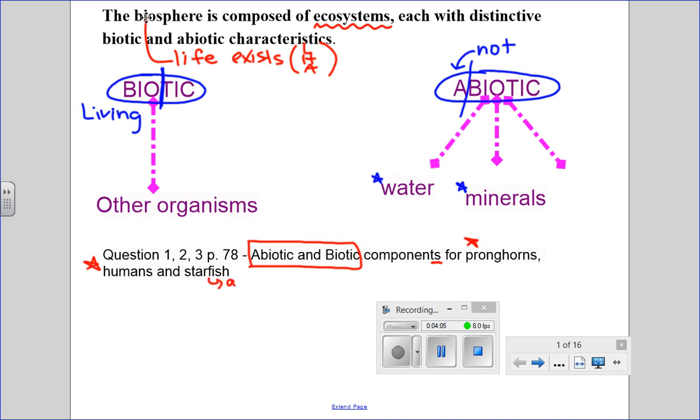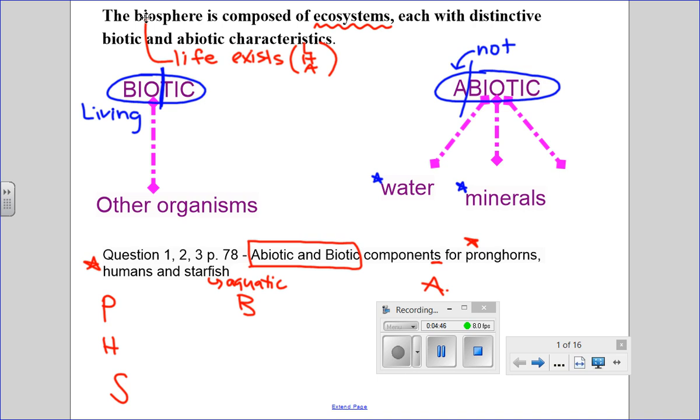And starfish, let's focus on the fact that they are aquatic, that they spend most of their time in the ocean. And so what I'd like for you to do is take the next few minutes and we'll make a little sort of chart where we have pronghorns, human, starfish, biotic and abiotic factors. And I'd like for you to try to think of at least 2 things for each category for each organism. So abiotic factors would be things that are not living that could affect the survival, that could affect how many of this organism there are.